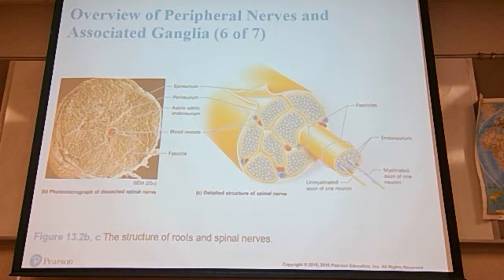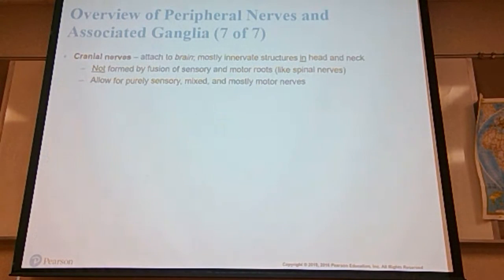Here's another drawing to show you what you're actually seeing up here. But here's the epineurium surrounding this entire structure. There's the fascicle forming right here. There's a sort of extension of the fascicle. There are the myelinated and unmyelinated axons, and the endoneurium surrounding each of those individual axons.